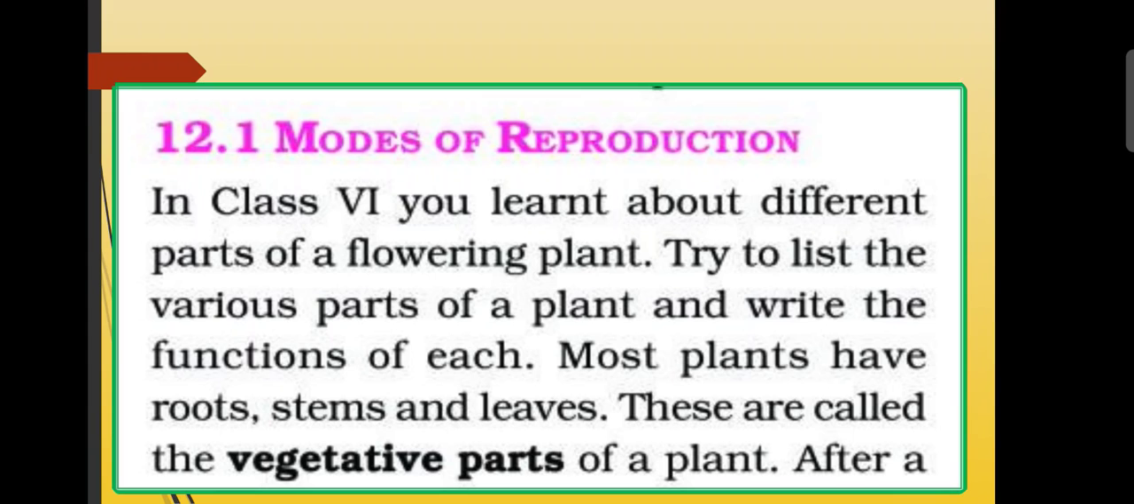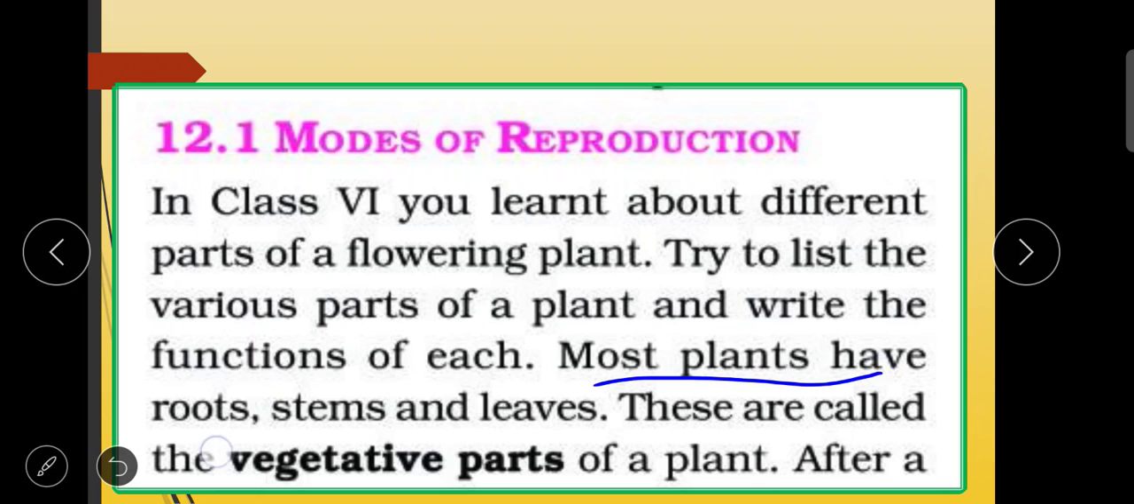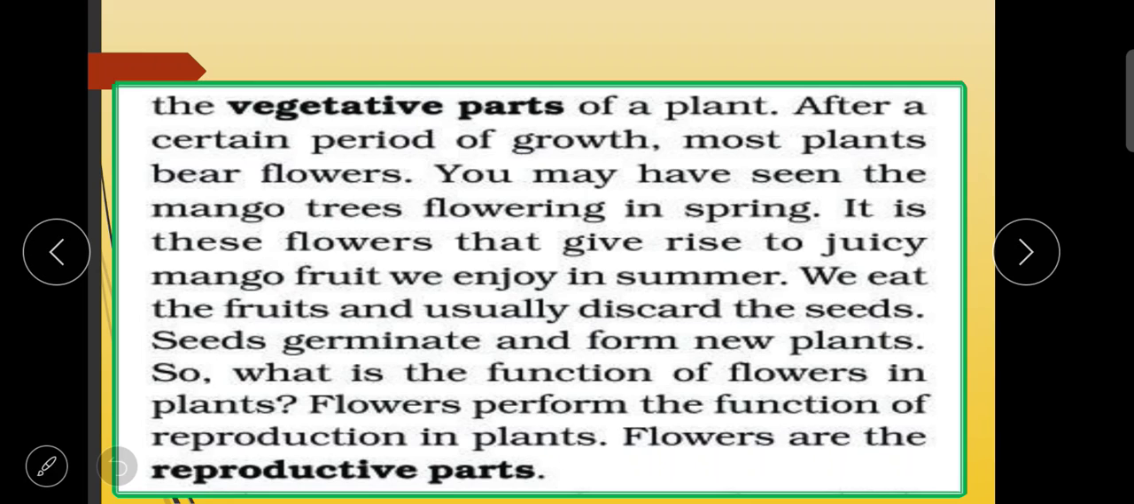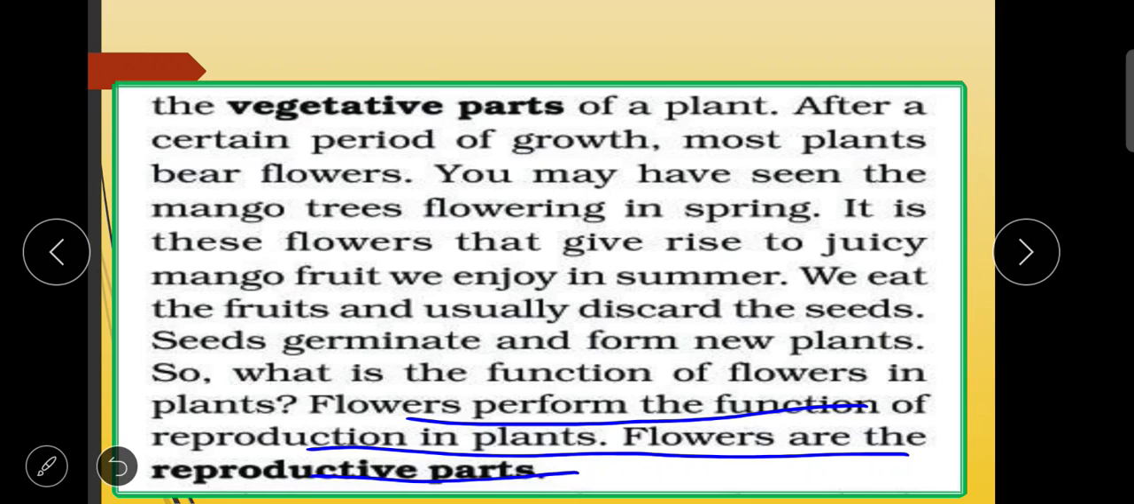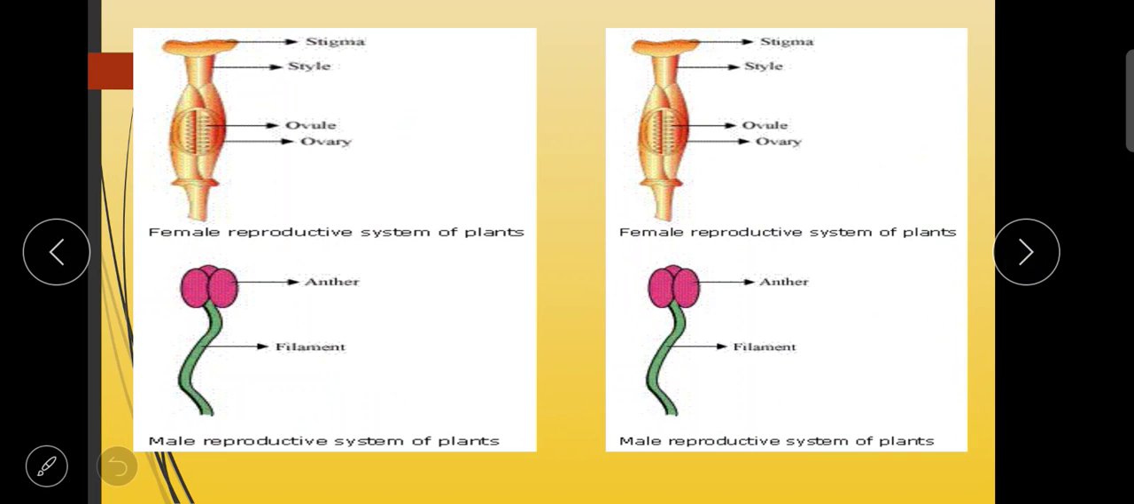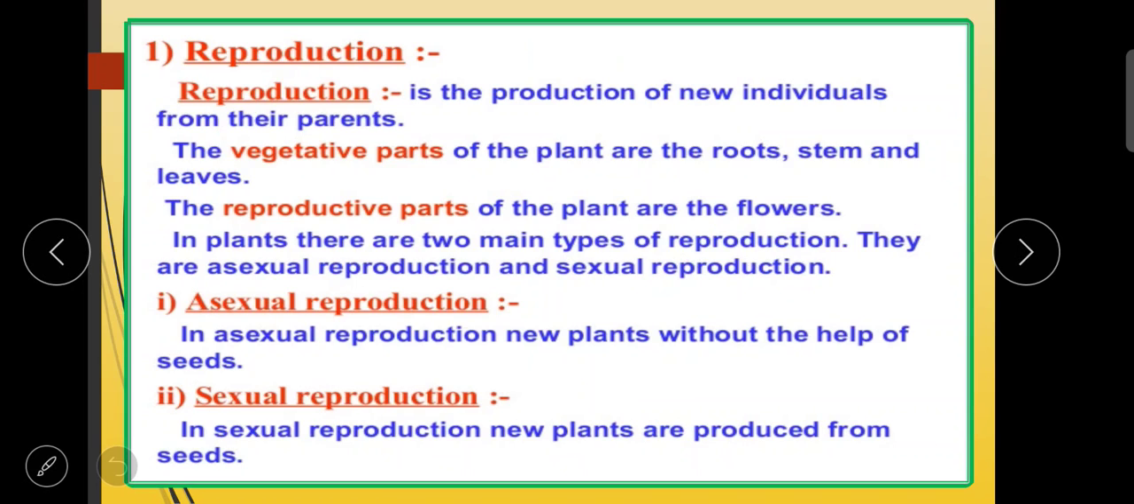In that we have seen the modes of reproduction, in which we have learned that most plants have roots, stems and leaves. These are called the vegetative parts of a plant. Right? And also we have learnt about the reproductive parts. So flowers perform the function of reproduction in plants. So flowers are called reproductive parts. I have discussed with you the diagram of a flower as well, and we will discuss it more in sexual reproduction.